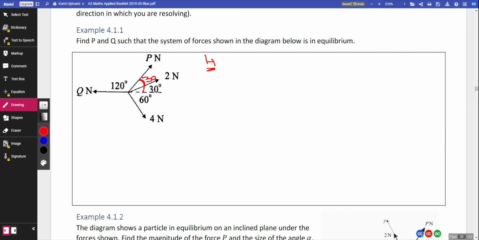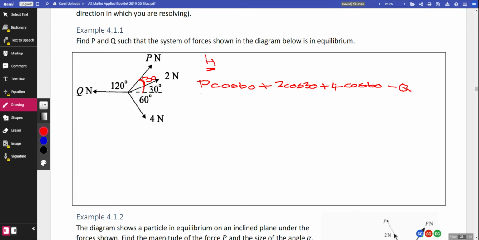So if we focus on each force, we've got P, it needs resolving, so that's coming round to here, that will be cos 60. Then 2, cos 30, positive because it is going in the same direction as the P force. 4 is also positive, and then that would be cos 60. And then we've got Q acting in the opposite direction, so I'm going to subtract that off. It doesn't need resolving because it's acting in that direction already.